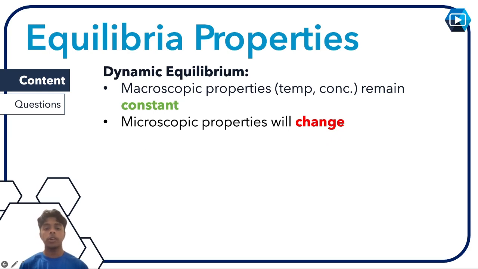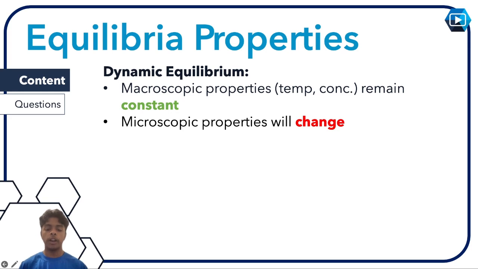The reason why macroscopic properties will remain constant is, well, let's take temperature for example. Let's say that the forward reaction, because there's forward and reverse reactions, right, in dynamic equilibrium is exothermic, meaning that it will release heat into the environment. Therefore, by definition, the reverse reaction, which is the opposite, will be endothermic. It will absorb heat from the environment.